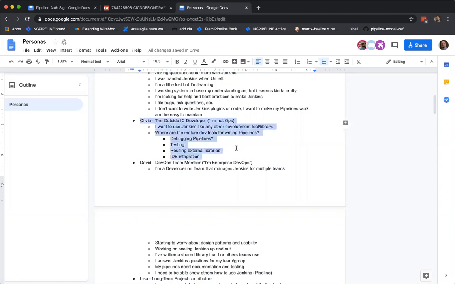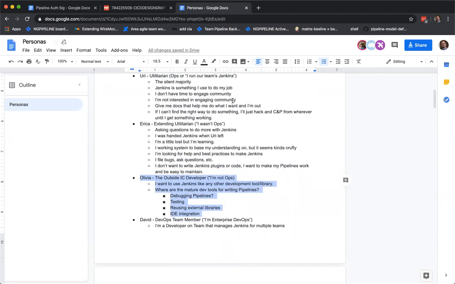I think, for me anyways, now that we actually created this, that's where I would want to focus. These are the people that are most likely to become long-term contributors and power users that are going to be interested in improving pipeline. And they're also the most likely to get frustrated and fed up and go use something different.